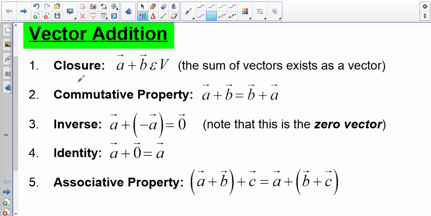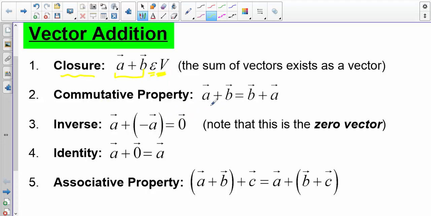So the first one is the vector addition law of closure. That basically means that if you were going to take two vectors and add them together, the result would be a vector. So the sum of two vectors is an element of all vectors. So basically it will yield us a vector.